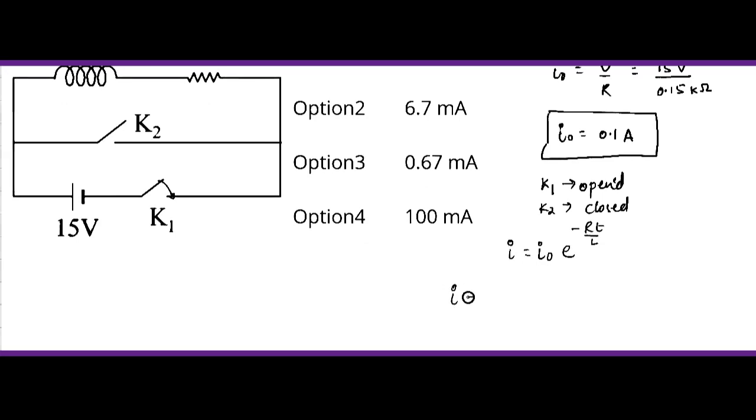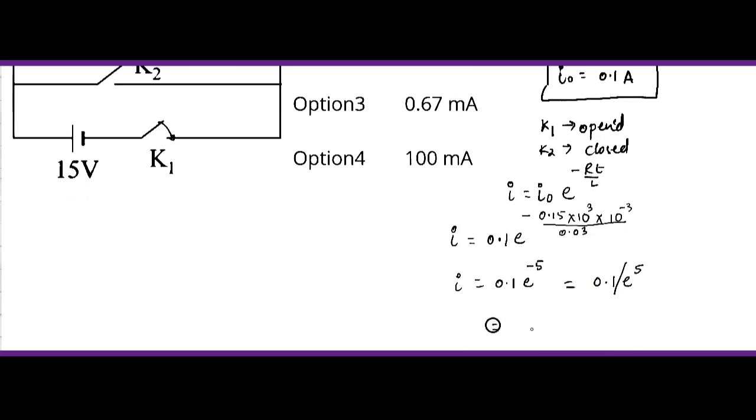So I will be, I0 is 0.1 e raised to the power minus R. R is the resistance, given to us as 0.15 kilo ohms or 0.15 × 10^3 ohms, into time of 1 millisecond or 10^-3 seconds, divided by the inductance, that is 0.03 Henry. So on solving this we will get I as 0.1 e raised to the power minus 5, or 0.1 divided by e raised to the power 5.